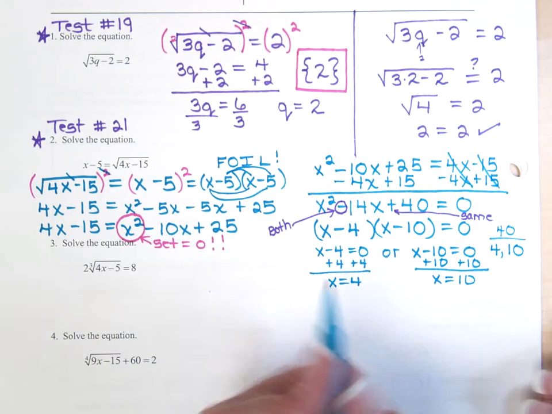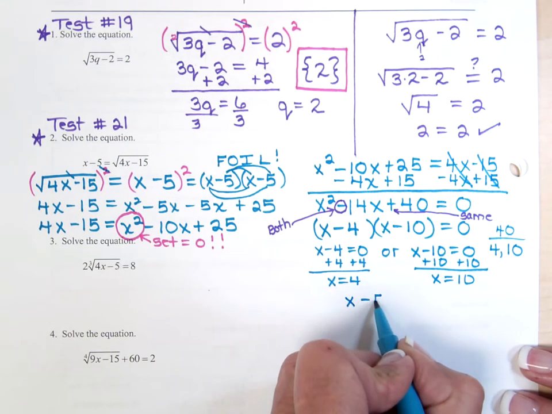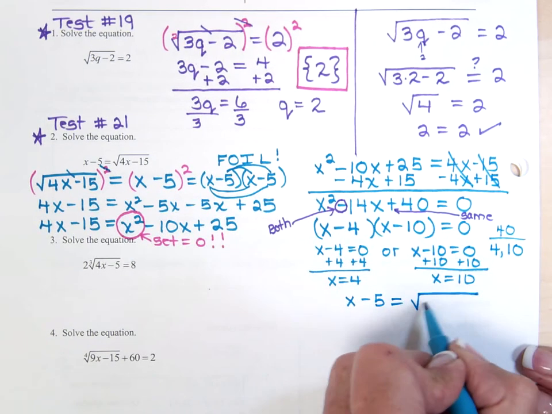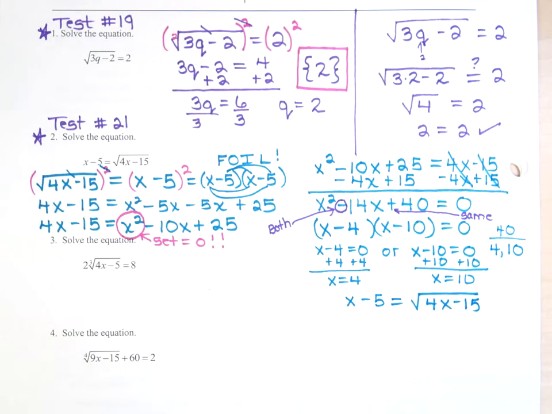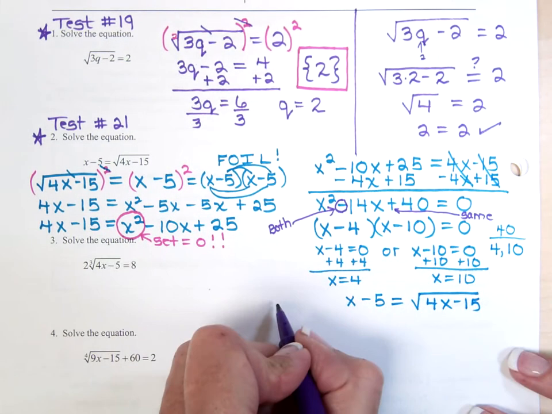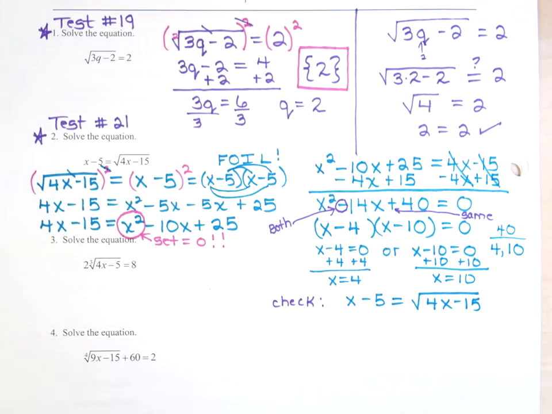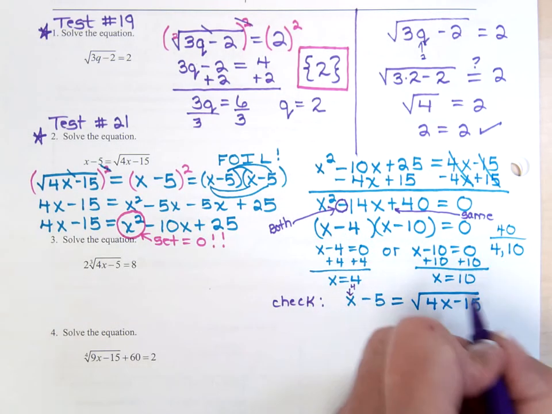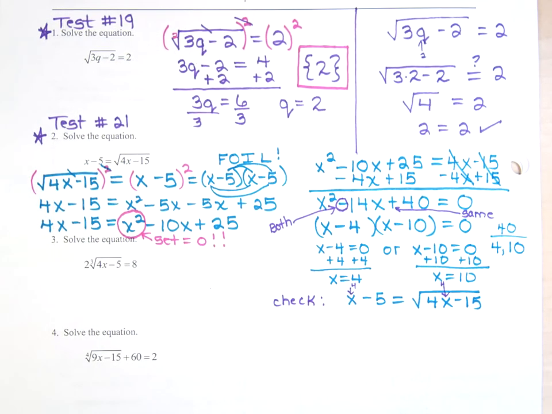So let's write our original equation here. x minus 5 equals square root of 4x minus 15. And let's label this as our check, so when you're looking back at it, you don't think it's a continuation of the problem. First we're going to put 4 in for both of these x's. So 4 here and 4 here. If it's a true statement, then 4 is a valid solution.